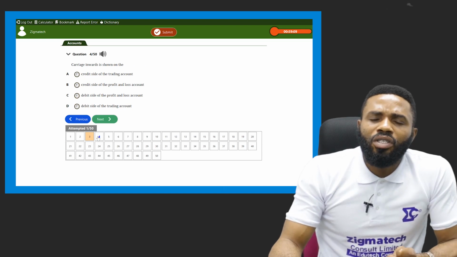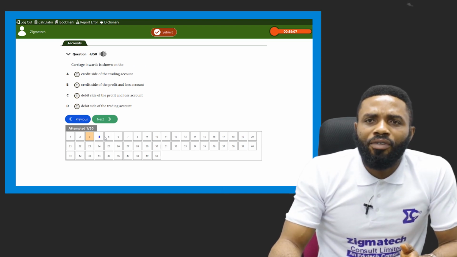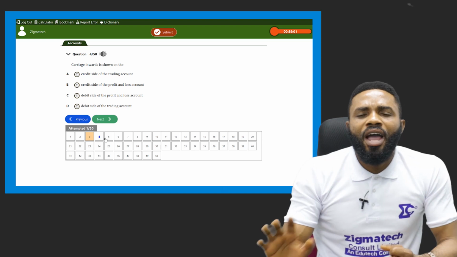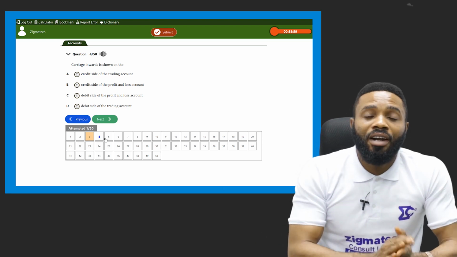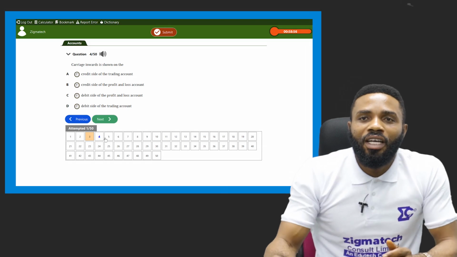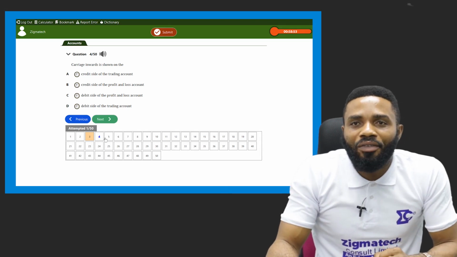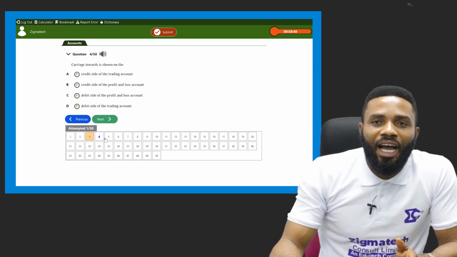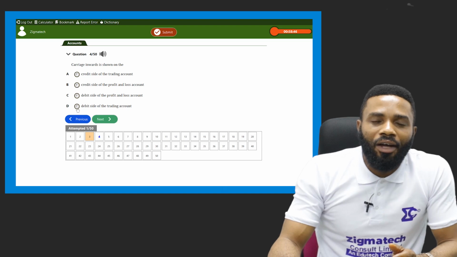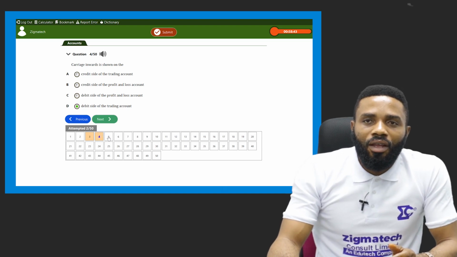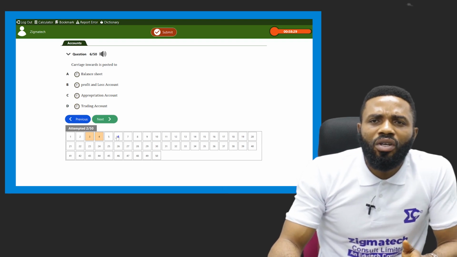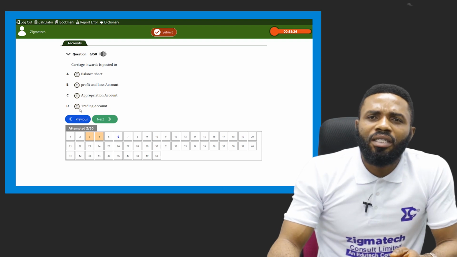And then it said carriage inwards is shown on the dash. Where is carriage inwards shown? We always see it on the first one, credit side of the trading account, credit side of the profit or loss account, debit side of the profit or loss account, debit side of the trading account. Carriage inwards is posted to dash: balance sheet, profit or loss, appropriation account, and trading account. It's always trading account.